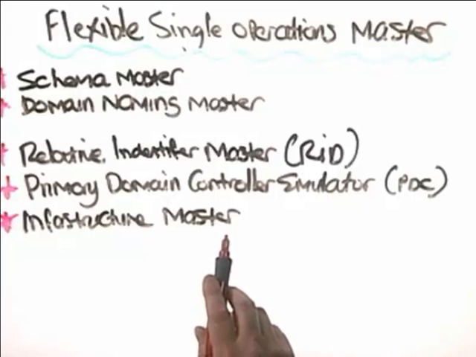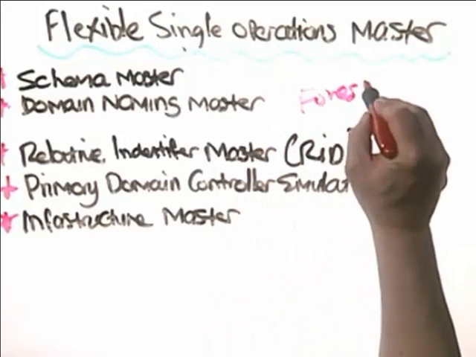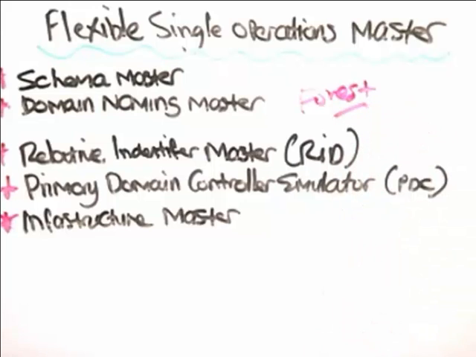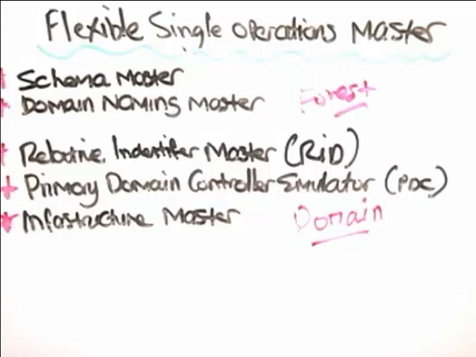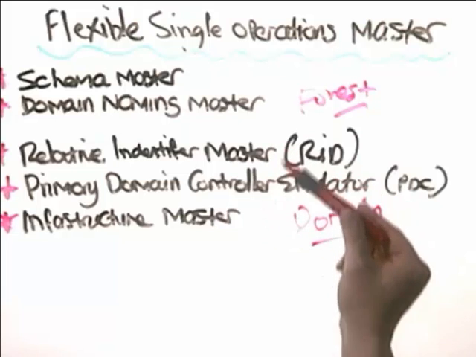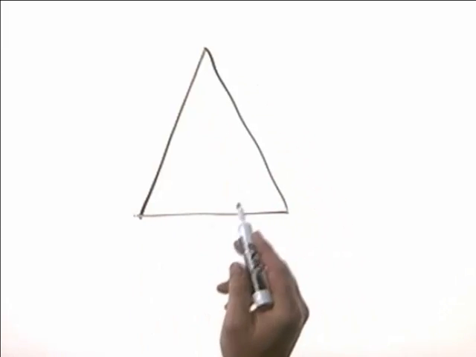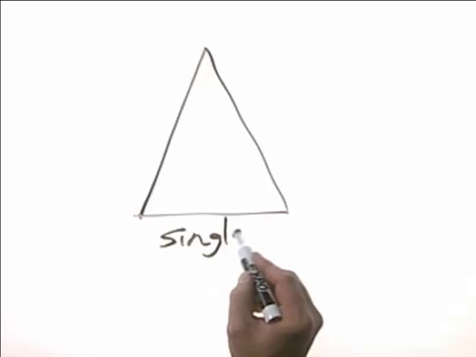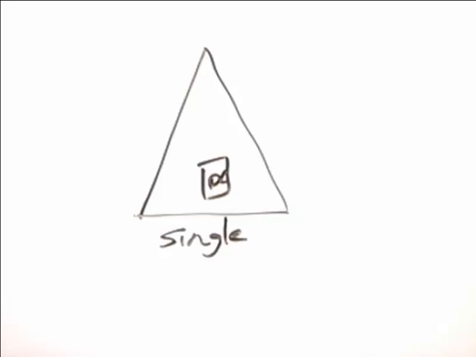Now, these 5 roles function at different levels of your forest. So, for example, the schema and the domain naming master function at the forest level of your organization. And the other 3 roles, well, these function at the domain level. So in each domain, each child domain in your organization, these 3 roles will function. If you have a single domain environment with only one domain controller, then it's obvious that all 5 roles would be actually on the one server.